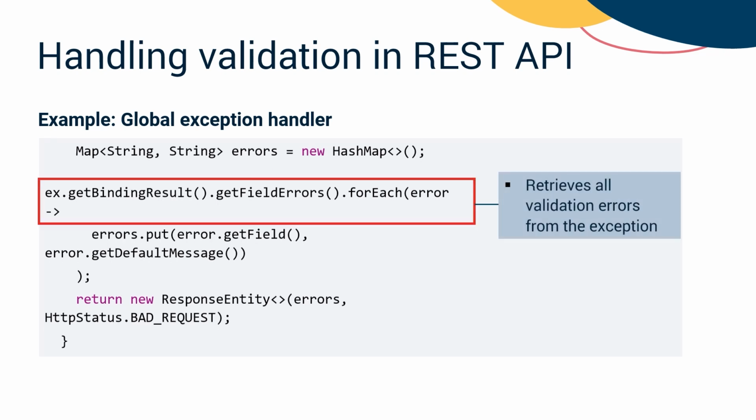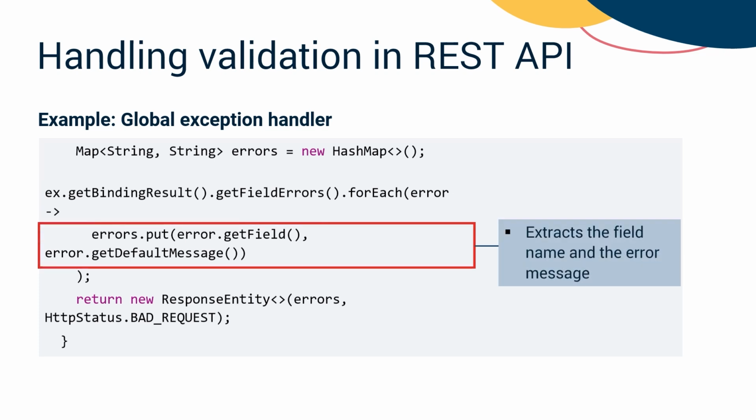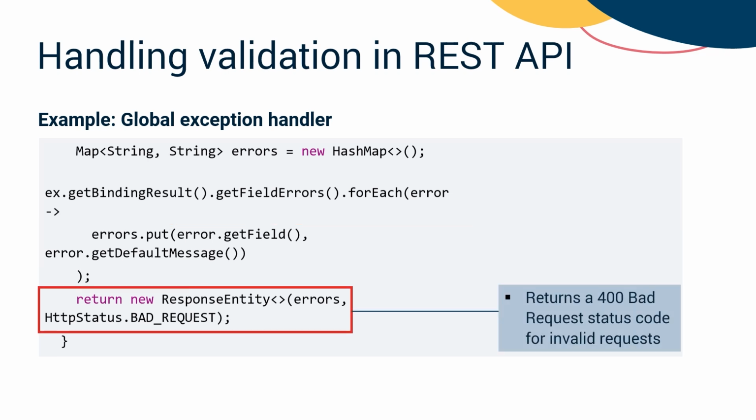The getFieldErrors method retrieves all validation errors from the exception. The forEach statement loops through each validation error, extracts the field name and the error message, and adds them to the errors map. ResponseEntity.status(HttpStatus.BAD_REQUEST) returns a 400 bad request status code for invalid requests.